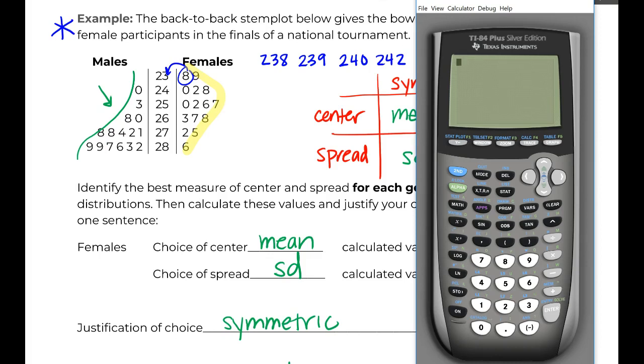Calculating the mean would not suck by hand, but calculating standard deviation by hand would be a beast. So I'm going to go ahead, stat, edit. I've got to clear out what's in there. Clear and enter. I'm going to type in all this female data.